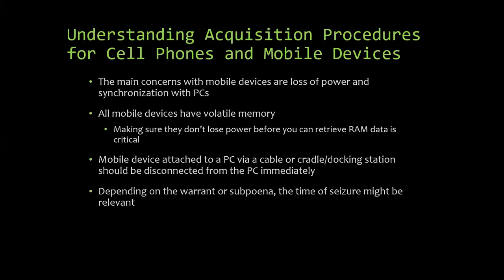When you come to understand the acquisition procedures of cell phones and mobile phones, you need to understand that when the mobile phone loses power, there will be loss of volatile memory. So we need to ensure that the power is always there so that we can retrieve the volatile memory stored in the RAM. Making sure that you do not lose power before you can locate the RAM is very critical in forensic investigation. The mobile device is to be attached to a PC via a USB cable or docking station, etc.